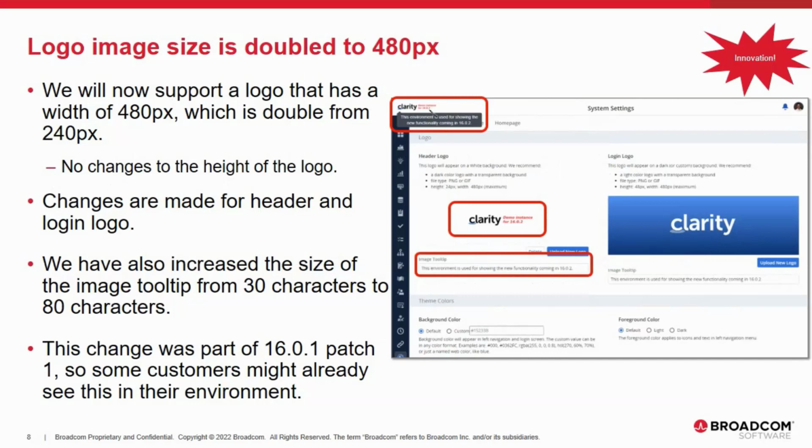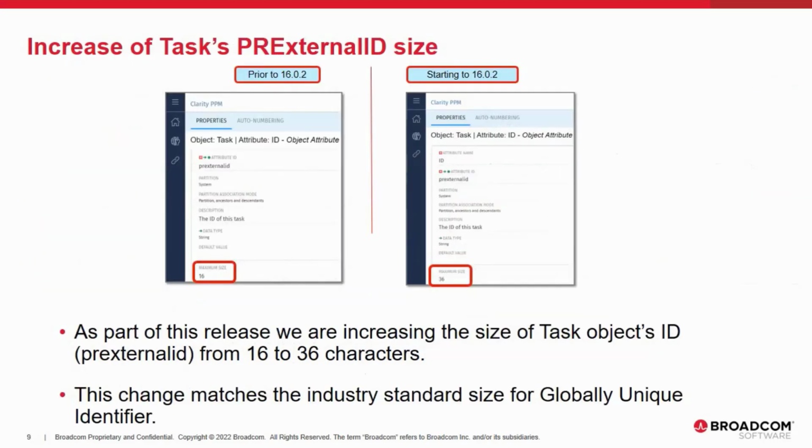Customers that are integrating Clarity with external applications such as PeopleSoft or SAP are trying to create tasks in Clarity. However, the length of the task ID does not match the length in these external applications, and that is because the external applications are using the globally unique identifier length, which is 36 characters.